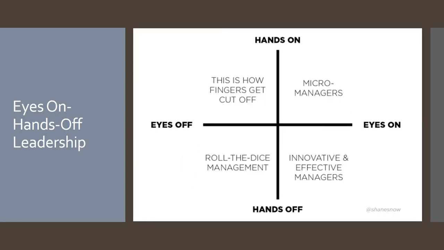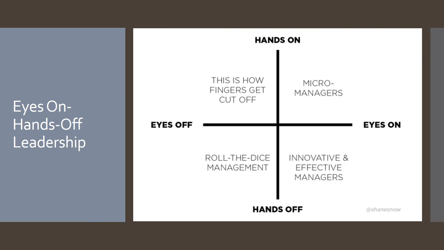So here's maybe another idea of this. And what you're looking for is eyes on, hands off leadership. Now look at some of these things. Let's say, for instance, that you have hands on but eyes off. That's a person that's decided that they want to be involved in what's going on, but they really don't understand. They're not really looking at the consequences that are taking place. This is just the way that we do it, and they're not looking at what's happened.